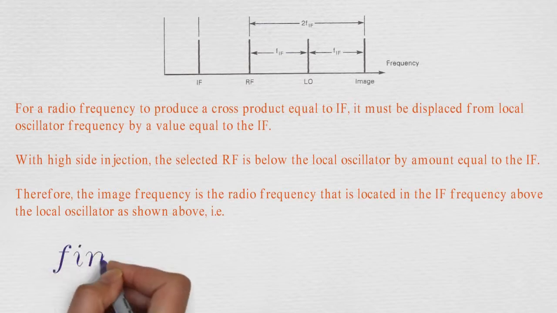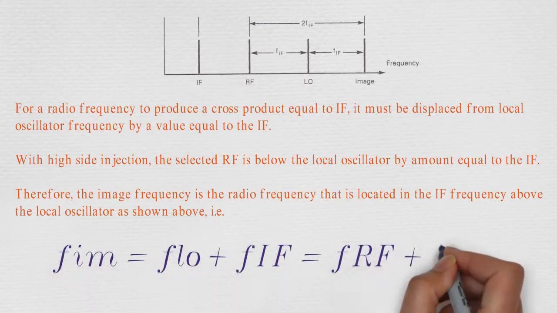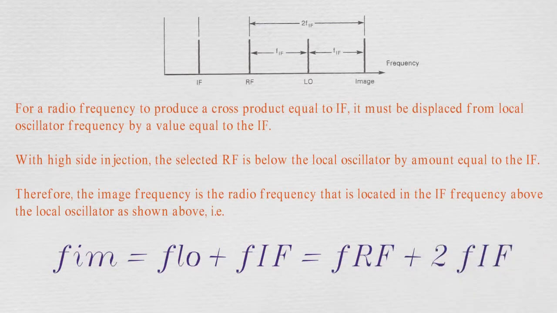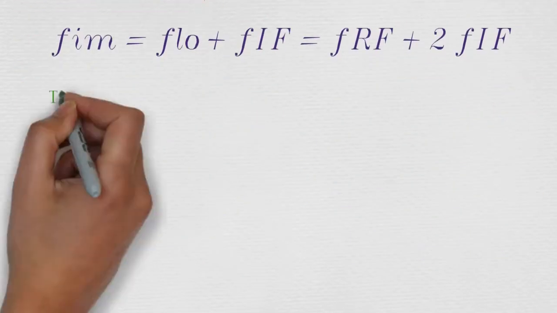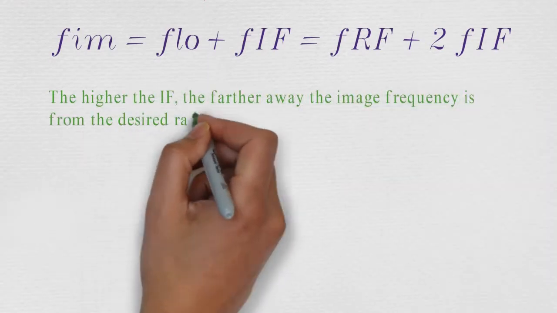For a radio frequency to produce a cross product equal to the IF, it must be displaced from the local oscillator frequency by a value equal to the IF. With high side injection, the selected RF is below the local oscillator by an amount equal to the IF. Therefore, the image frequency is the radio frequency that is located the IF above the local oscillator, as shown above. The higher the IF, the farther away the image frequency is from the desired radio frequency.